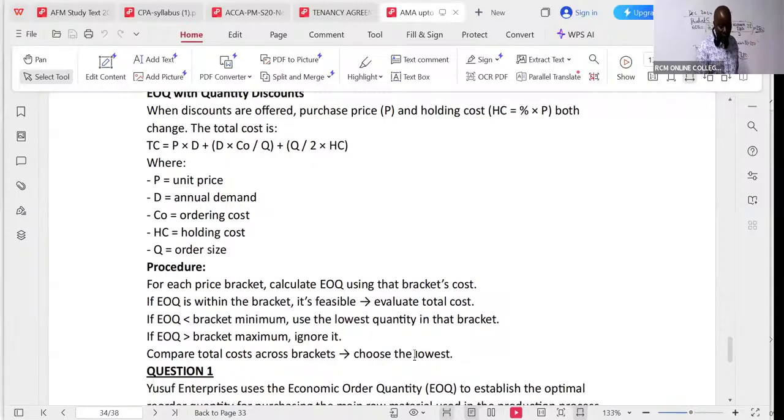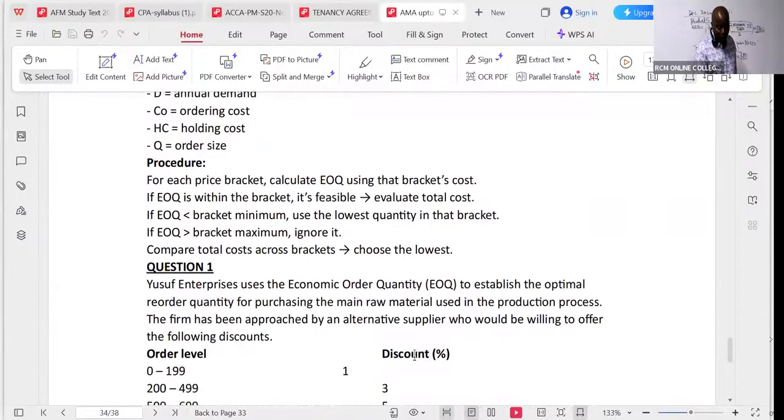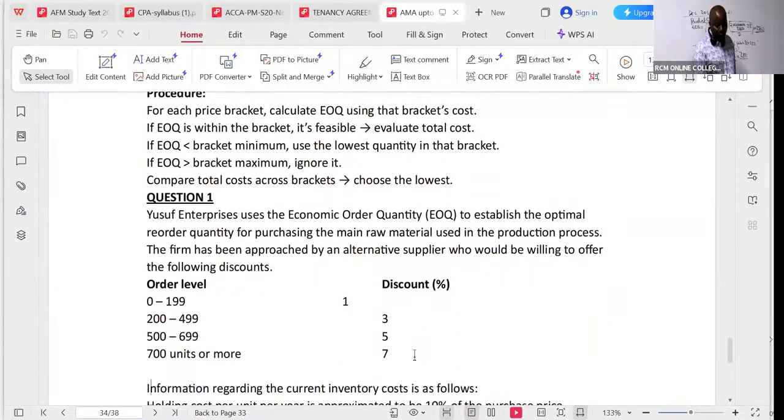I'm 100% sure there is nobody who has understood this. You shall only understand this, ladies and gentlemen, when I do this question down here. We are told Yusufu Enterprises Limited uses EOQ to establish the optimal reorder quantity for purchasing the main raw material used in the production process. The firm has been approached by an alternative supplier who would be willing to offer the following discounts. Order level 0 to 199, they provide 1% discount. 200 to 499, they provide 3% discount.